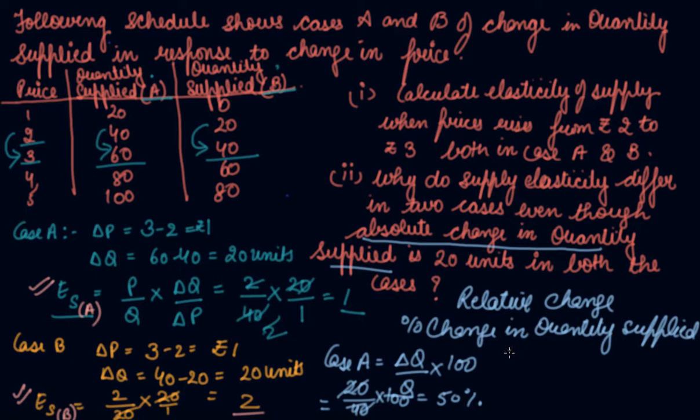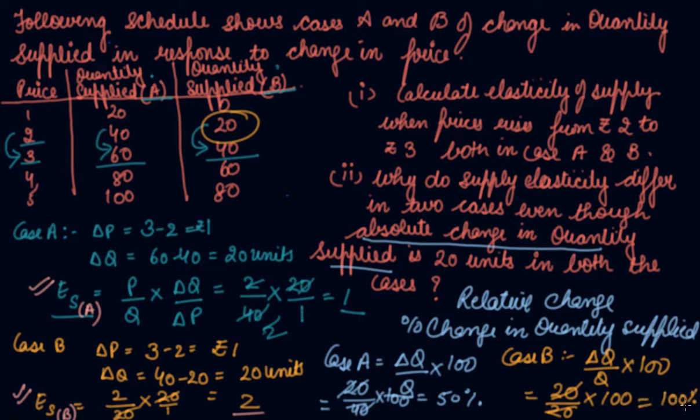Now let's take case B here. Again the formula to calculate the relative change, that is the percentage. Here also change in Q was 20, but what was the initial quantity here? 20. Initial quantity was 20, into 100, so this is a 100% change. So due to the difference in the percentage change in quantity supplied, there is a difference between the elasticity of A and elasticity of B.